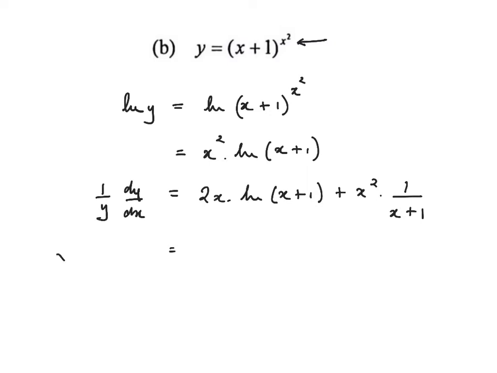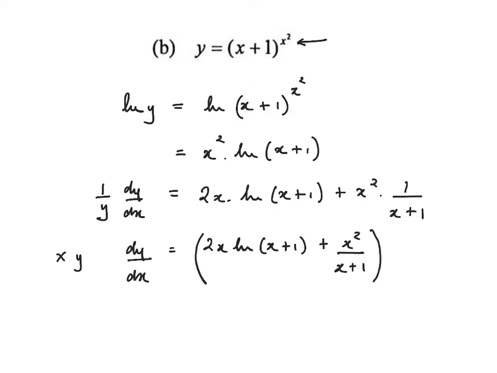What I'm going to do is to multiply by y, so dy by dx equals 2x natural log of x plus 1 plus x squared over x plus 1. Now multiplying by y, which is this here, I'm not sure what to do anymore with that.